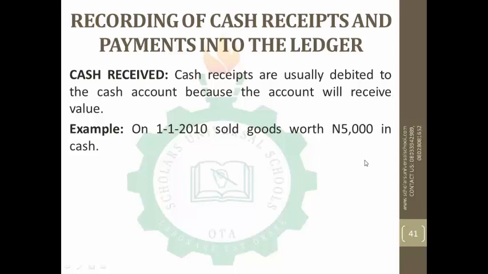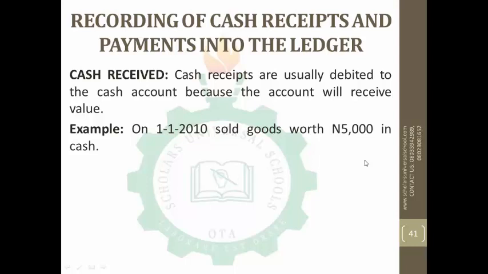Don't forget we said in our previous slides that for every transaction you are supposed to post them twice. Now every transaction has two sides, like two effects. Are you getting it now? So in this case, you are selling goods worth 5,000 naira in cash. Now when you sell goods for 5,000 naira in cash, don't forget two things will happen.